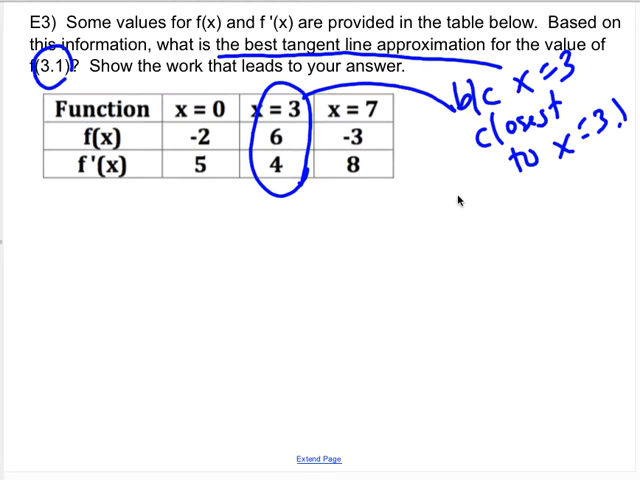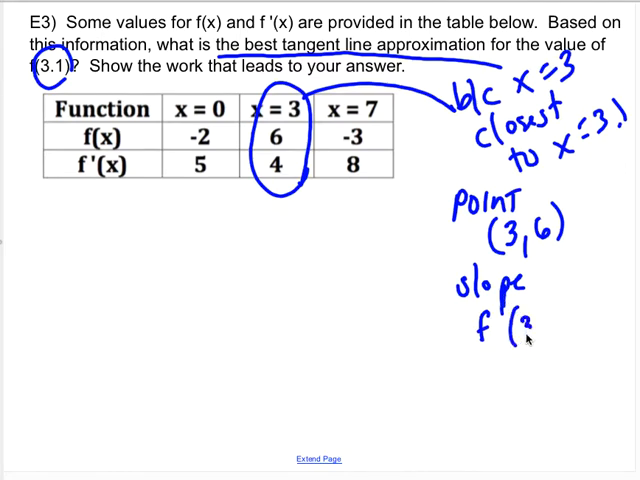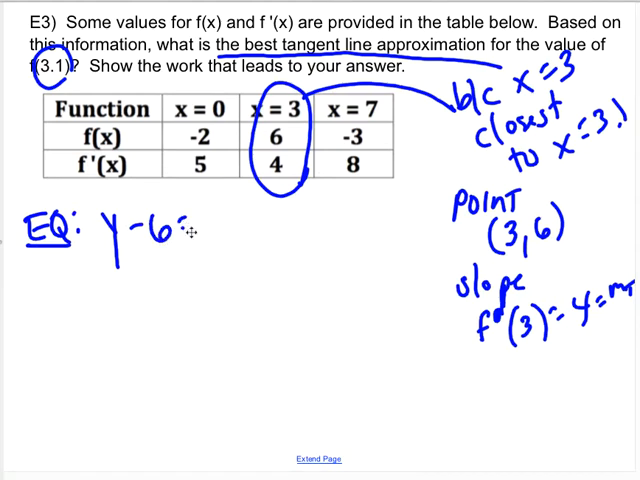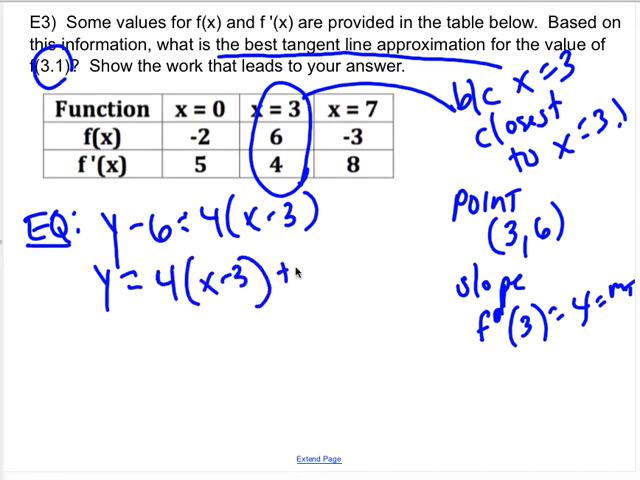So in this situation, I'm going to use the point (3, 6), and I'm going to use the slope that f prime of 3 is a 4. That's a prime. It just kind of got swallowed by the letter p, so that's my tangent slope. So it seems to me that the equation I'm going to use is y minus the y value equals my m, which is 4, x minus the x value. So my equation is y equals 4 times the quantity x minus 3 plus a 6.